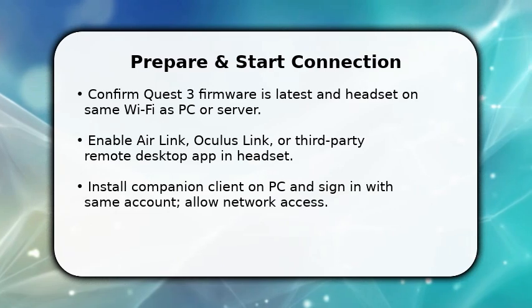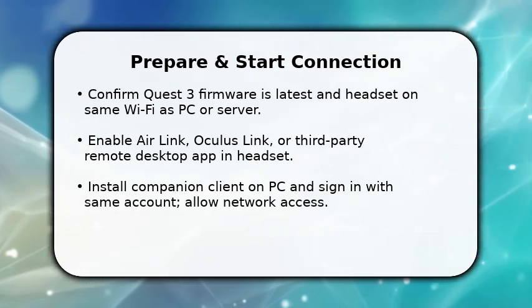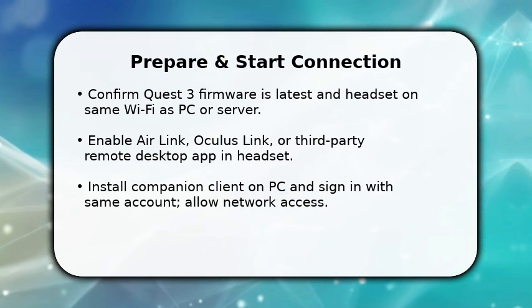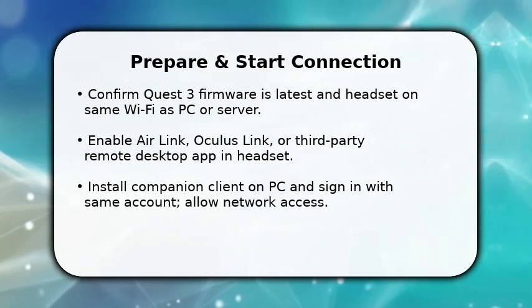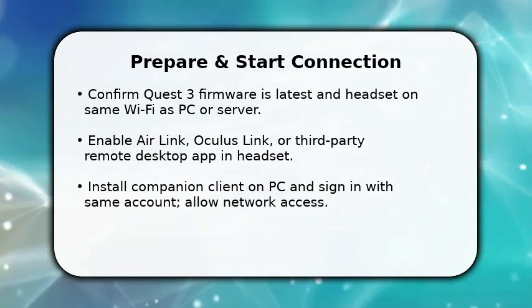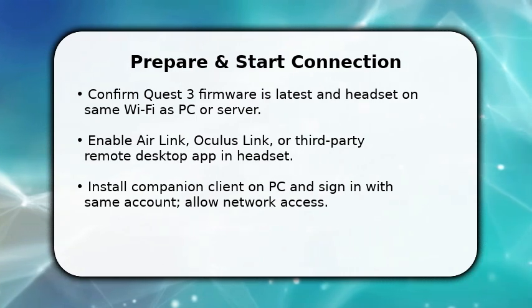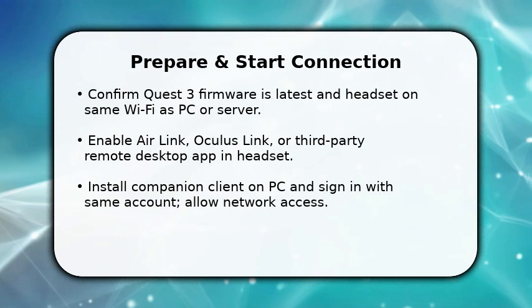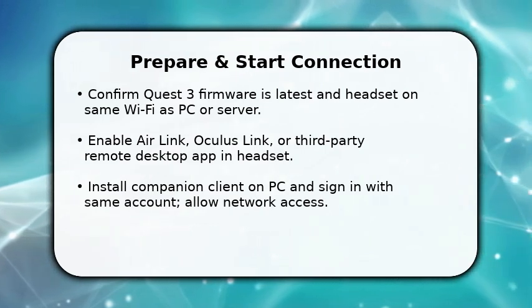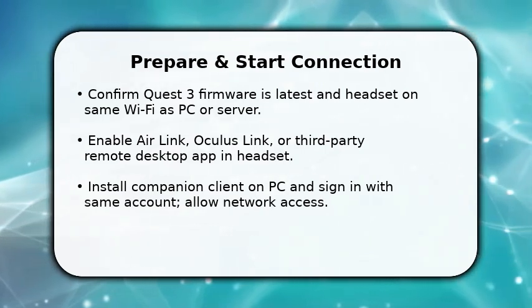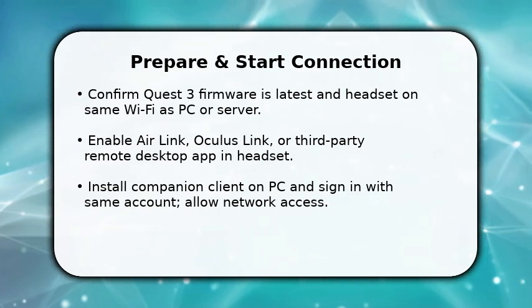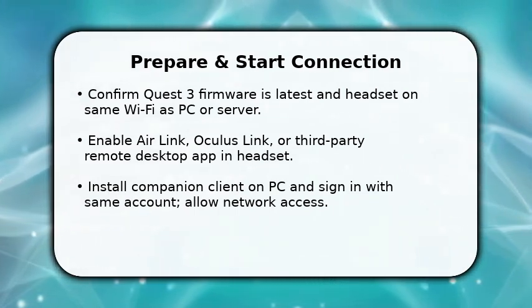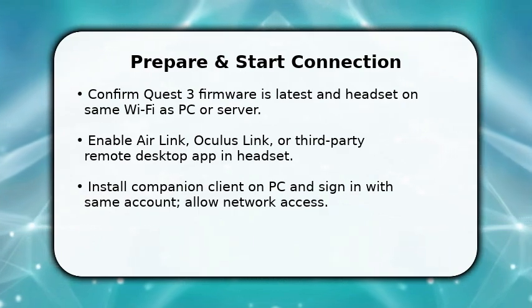You begin by getting both devices ready, because a stable network and matching accounts make the rest simple. Put on the Quest 3, update firmware, and connect it to the same Wi-Fi as your PC. Once done, enable AirLink or Oculus Link in quick settings, or open a trusted remote desktop app for VR. On the computer, install and run the companion client, sign in with the same account, and grant any firewall or network permissions so the headset can discover the PC.